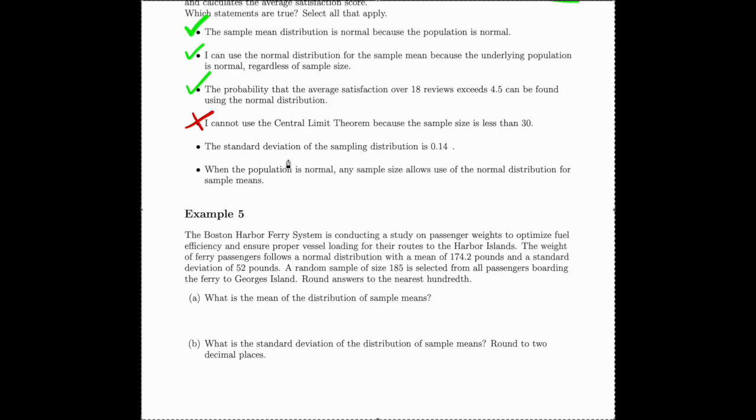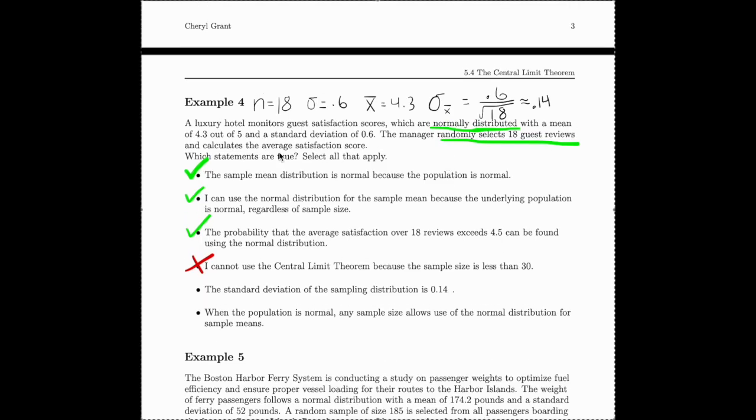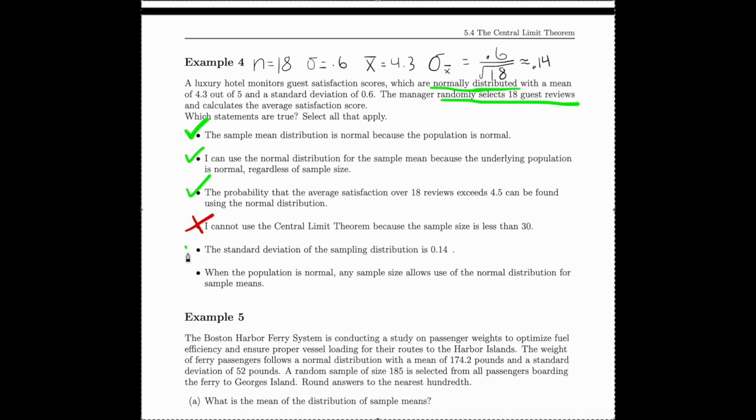Next statement, the standard deviation of the sampling distribution is 0.14. All right, so let's check. We've identified that our sample size is 18. Our population standard deviation is 0.6. The mean is 4.3. So to find the standard deviation for the sampling distribution for the averages, we're going to take the population standard deviation, 0.6, and we're going to divide by the square root of the sample size, so the square root of 18. And when we divide that on our calculator, we're going to get approximately 0.14 when we round to two places. So this is correct.